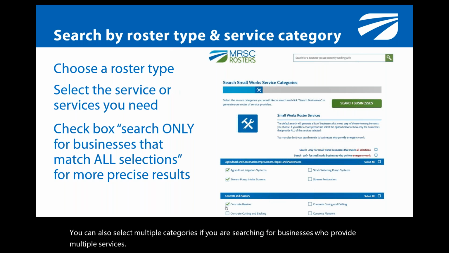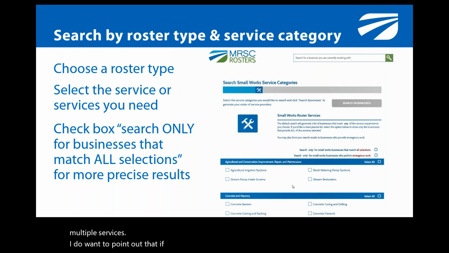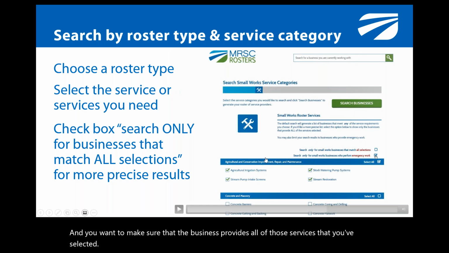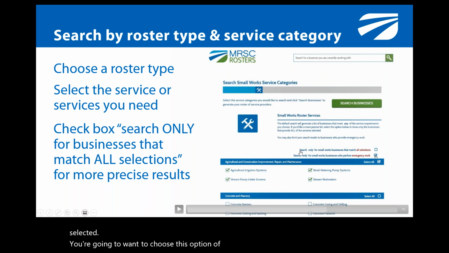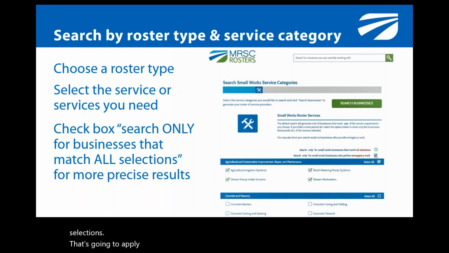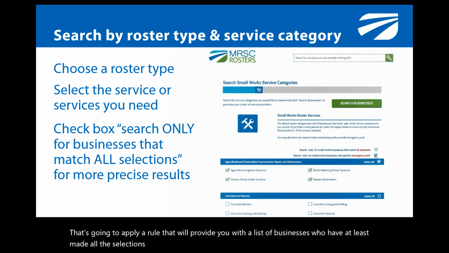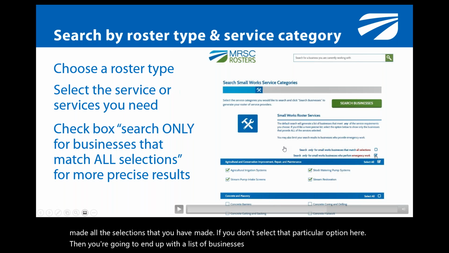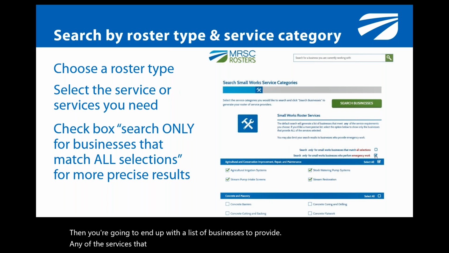I do want to point out that if you're searching for multiple services and you want to make sure that the business provides all of those services that you've selected, you're going to want to choose this option of searching only for businesses that match all selections. That's going to apply a rule that will provide you with a list of businesses who have at least made all the selections that you have made. If you don't select that particular option here, then you're going to end up with a list of businesses who provide any of the services that you've selected. So that's going to be a much broader list that might not be as helpful if you're looking for something more specific.